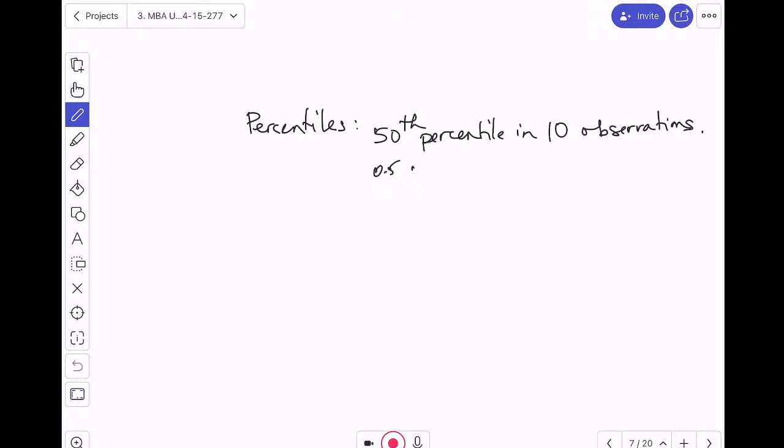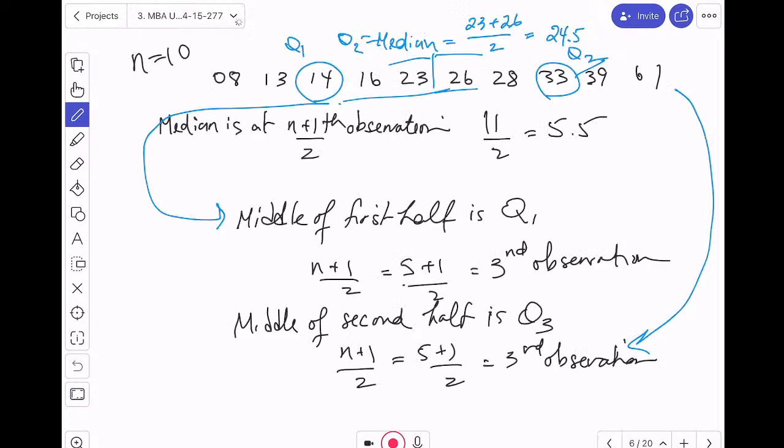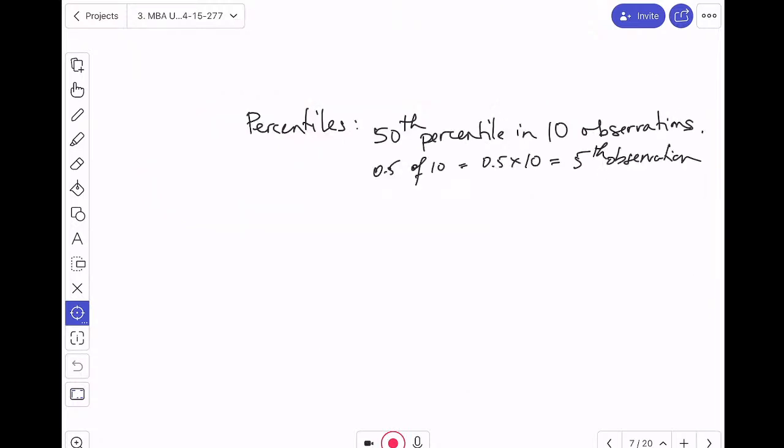So 0.5 of 10 is 0.5 times 10, which is equal to the fifth observation. So the fifth observation would be the percentile of 10, but that's not what we did, right? The fifth observation would have been 23. We didn't do that. We did it this way, which I'm pretty convinced I prefer. So you'll have a different answer. So depending on your assumptions and the technique you use, you have a slightly different answer.